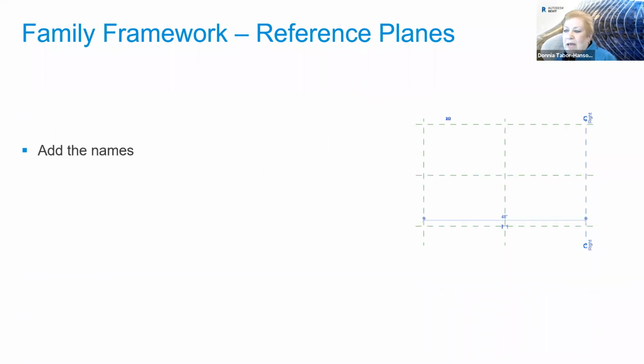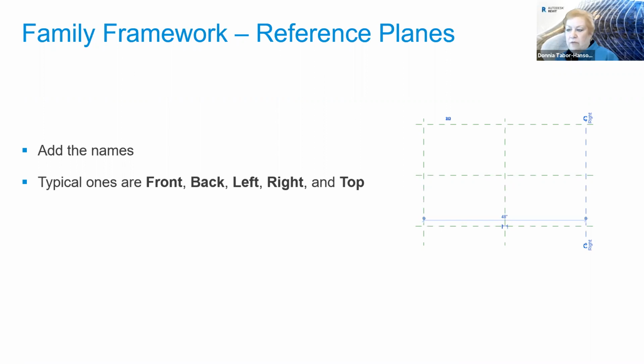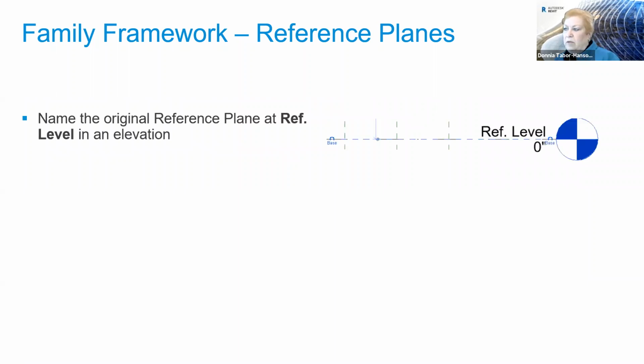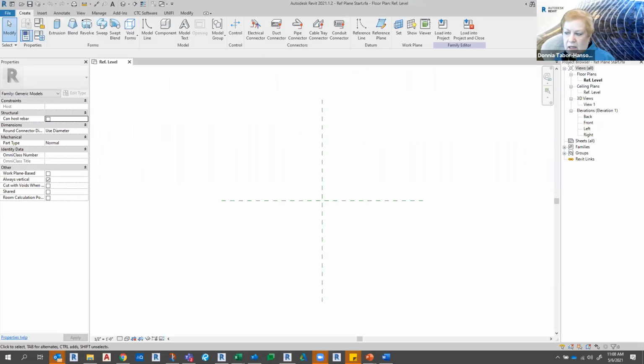So we also want to add names to your reference planes. You don't just want to throw them in there. You want to give them names. And the typical names that we're going to use are front, back, left, right, top, maybe bottom or base. And when you go to name these, we also want to look at not just the plan view, but we want to look at the bottom view. So let's actually go over and look at one of those. Let's go find my Revit.